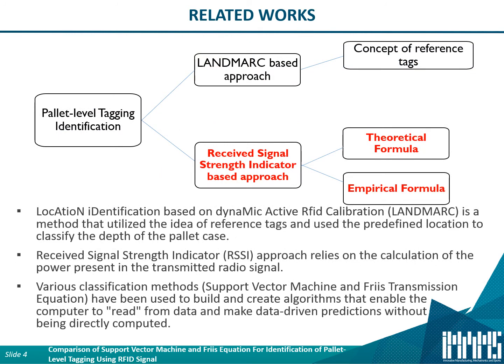In the pallet-level tagging identification, there are two most common approaches that have been applied. First is the landmark-based approach, and another one is the received signal strength indicator-based approach. Landmark-based approach stands for the location identification based on dynamic active RFID calibrations. It is a method that utilizes the idea of the reference tag and use of the predefined location to classify the depth of the pallet case, whereas the received signal strength indicator RSSI approach is based on the calculation of the power present in the transmitting radio frequency.